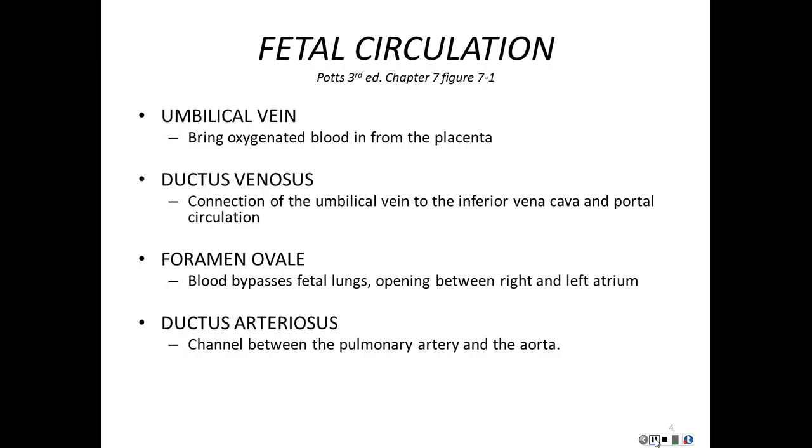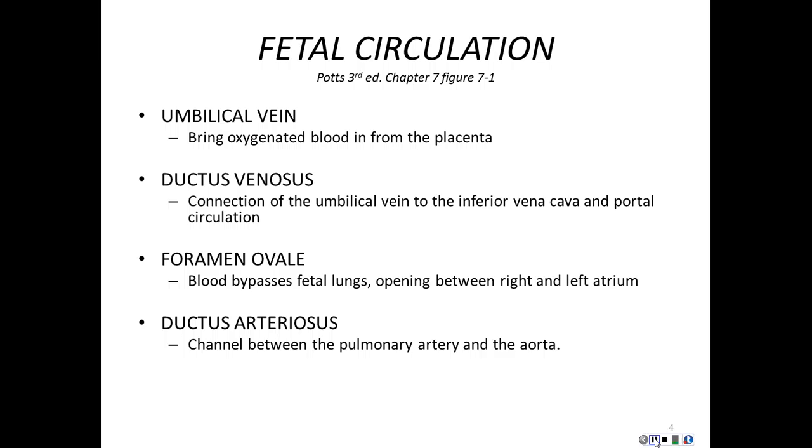Now, because the respiratory system is not active in the fetus, most of the blood needs to bypass the respiratory system, or the lungs. So there's an opening between the right atrium and the left atrium. That opening allows blood to bypass the fetal lungs and move back into the systemic circulation. That opening between the right and left atriums is called the foramen ovale. Very important in fetal circulation.